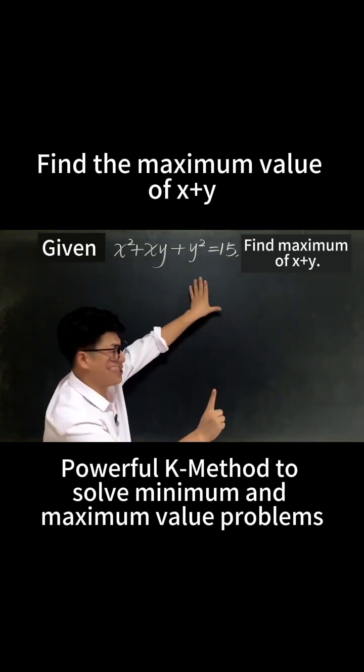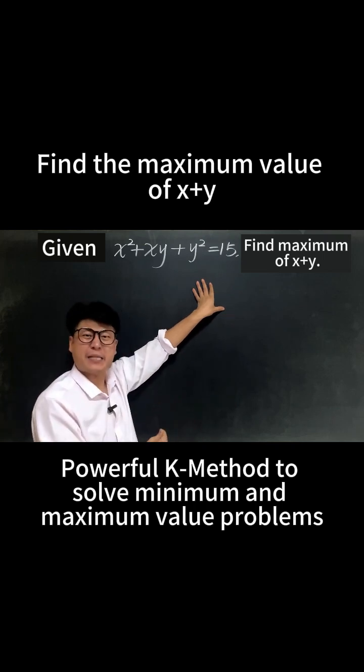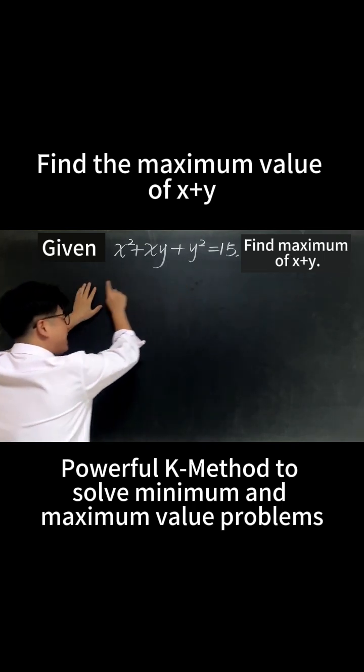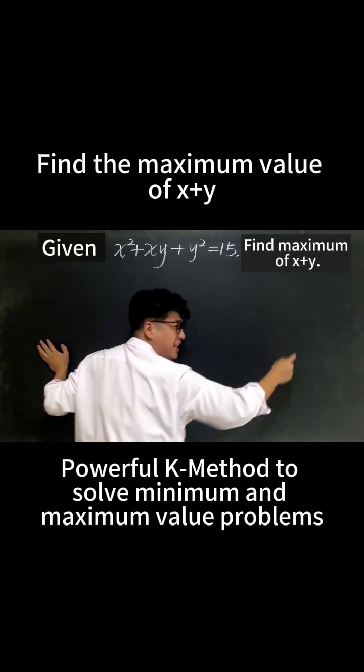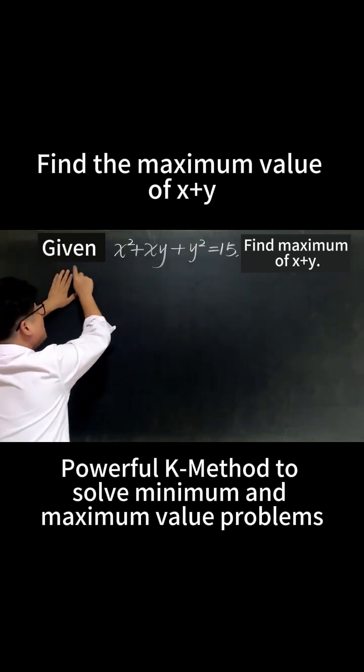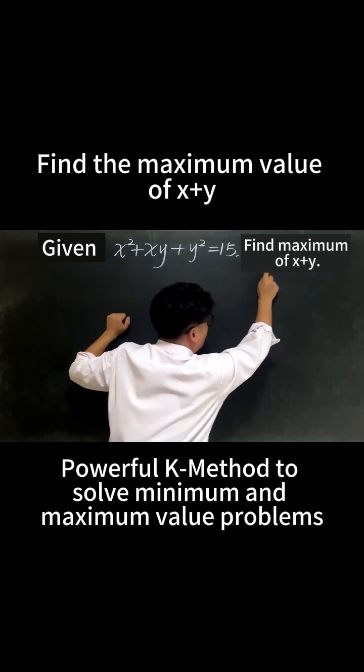Everyone, when you're completely clueless about how to solve a problem, you must remember the universal K method. The universal K method can solve 99% of problems like this, such as finding the maximum or minimum value. Let's take a look. Given that x squared plus x times y plus y squared equals 15, find the maximum value of x plus y.